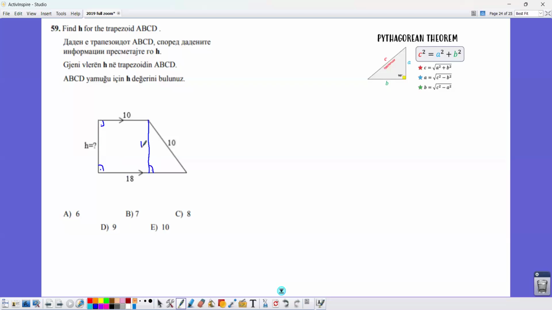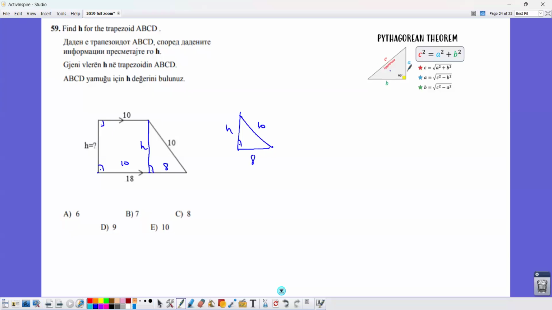If they are 90 degrees, I can draw the h also from this corner. Also this one will be h. So if this part is 10 and this part from this point to this point will be 10, the other part that is left, because all of it is 18, will be 8. So we have a right triangle here that has h here, 10 here, and 8 here.